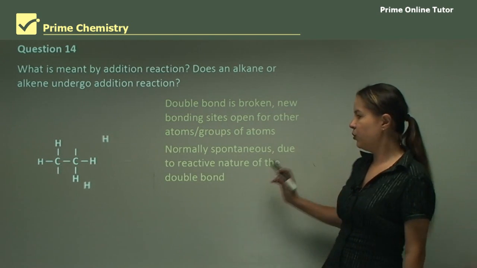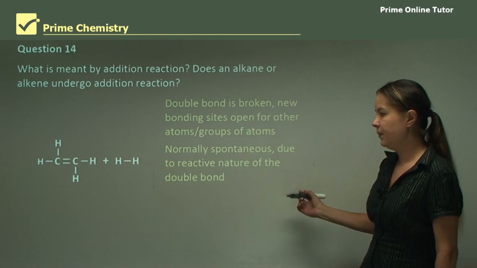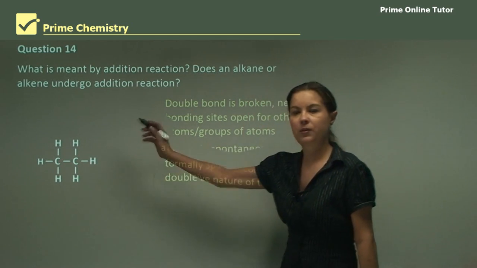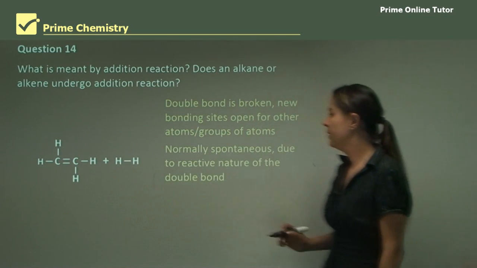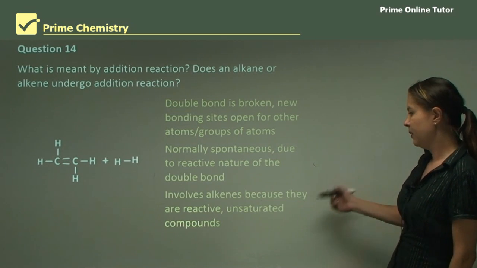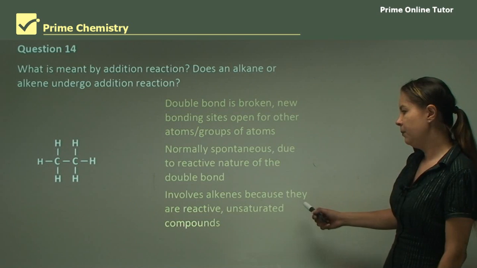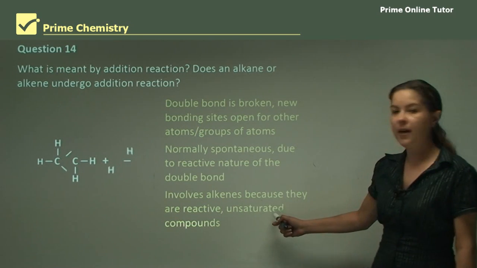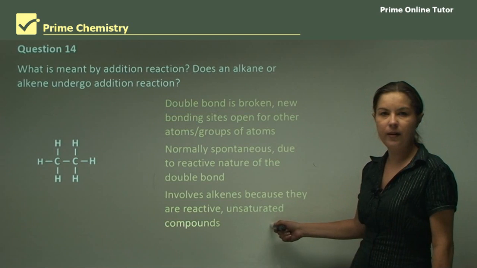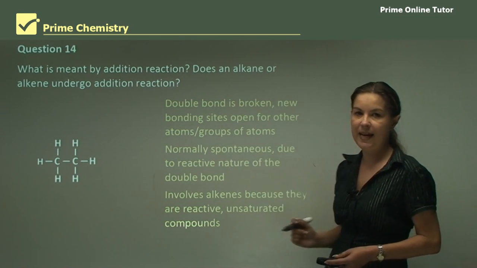Now these reactions are normally spontaneous because the double bond is very reactive. Okay, so here we have hydrogen breaking that bond to form ethane in that example. And yes, just to recap, it involves alkenes because they are reactive and they are unsaturated compounds. And remembering this word, unsaturated compounds have a double bond, which can be broken to form alkanes.